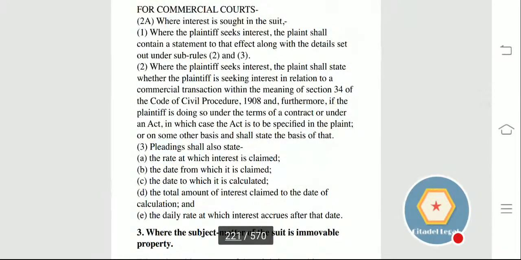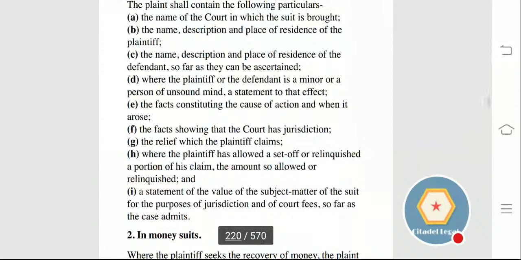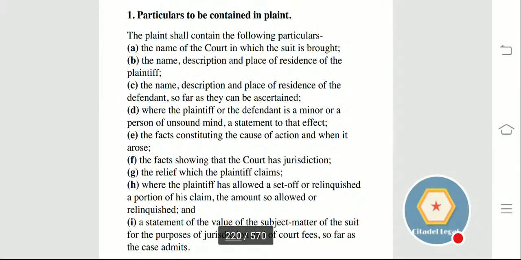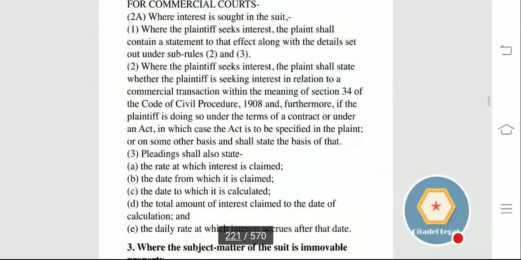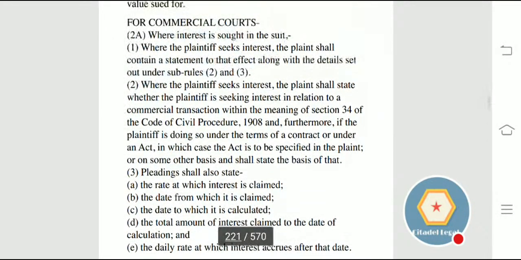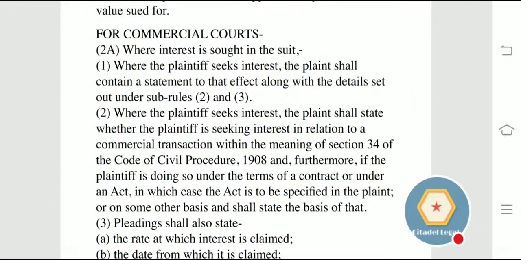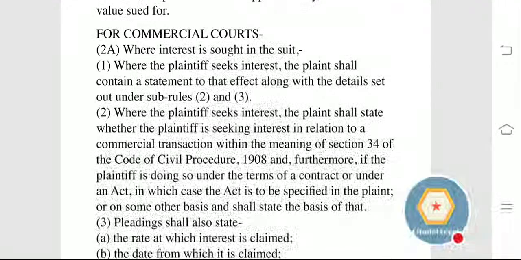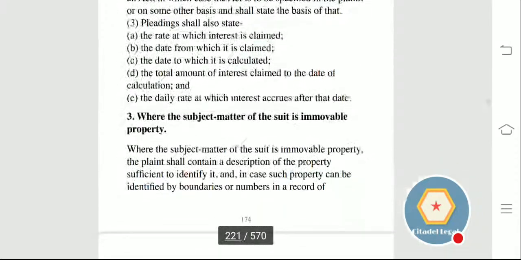This section is only for commercial courts, and this is for a money suit, and this is in general. Okay, so Rule 1 is general, particulars to be contained in a plaint, Rule 2 is for a money suit, and Rule 2A for commercial courts. These are the specific provisions. In the preliminary examination it may be asked for a commercial court, where is the provision of the essentials to be mentioned in a plaint? Now in that case you have to answer Rule 2A of Order 7.